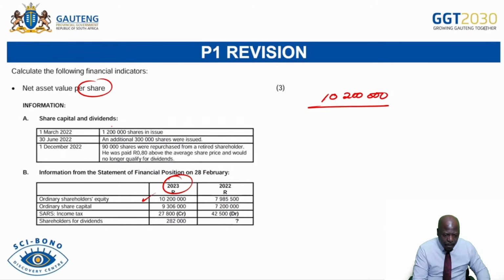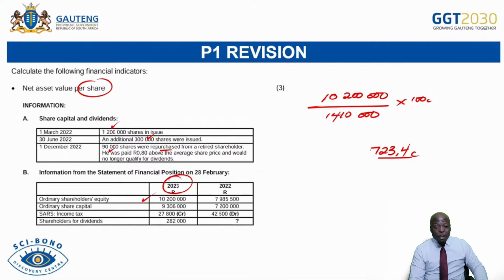So the number of shares is 1.2 plus 300. That's 1.5 minus 90, those that we repurchased. That is 1,410,000 shares. And we multiply by 100 cents, because my answer has to be in cents. And if you do this, you should get your 723.4 cents. I'm going to move on and do another calculation as well.